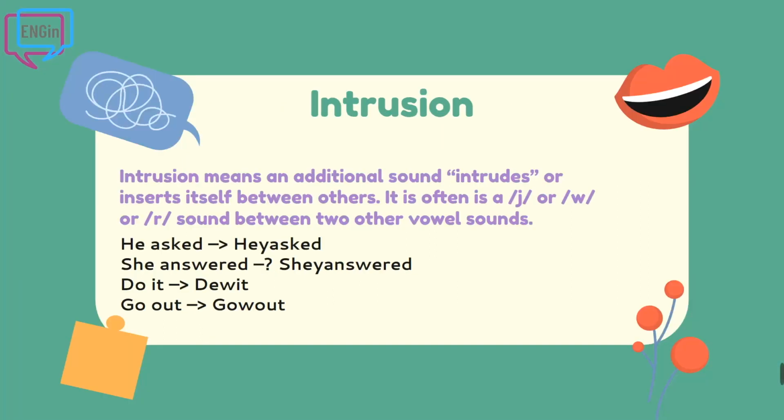Intrusion. Intrusion means an additional sound intrudes or inserts itself between others. It is often a y, w, or r sound between other vowel sounds. For example, "he asked" will sound like "he yasked." "She answered" will sound like "she yanswered." "Do it" will sound like "do wit." "Go out" will sound like "go wout."